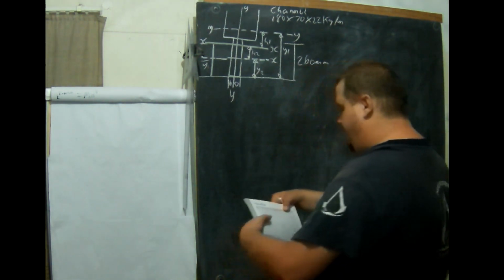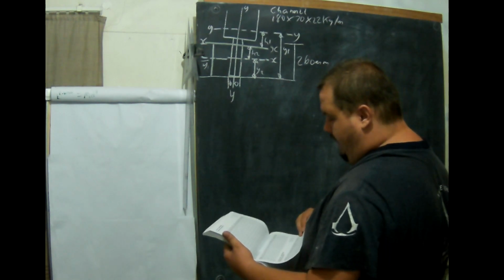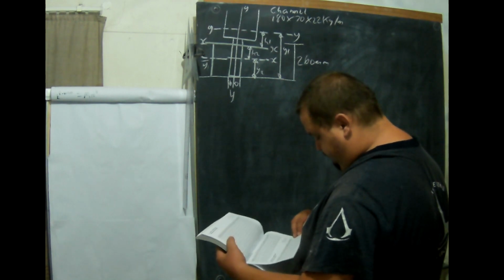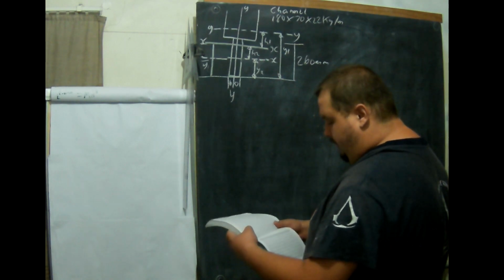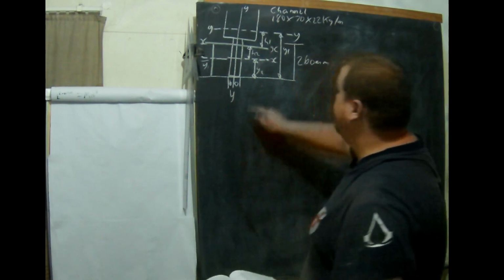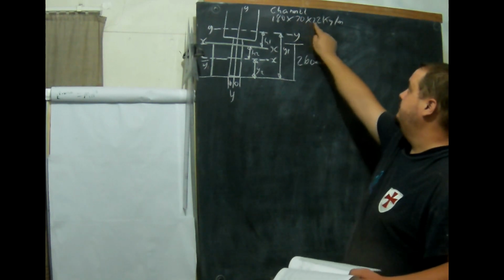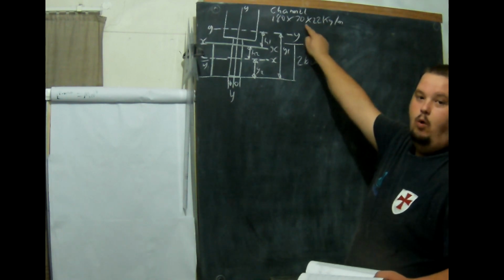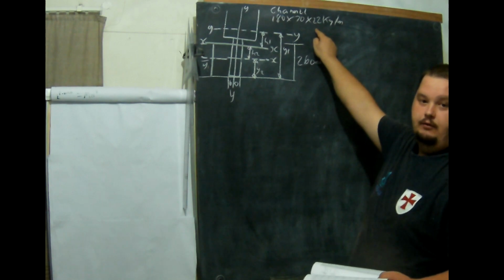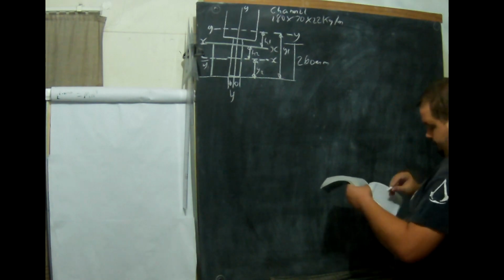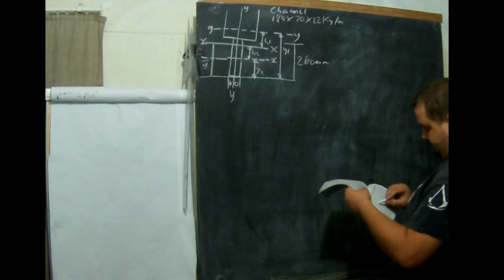And they have channels, H sections, parallel flange I sections, taper flange I sections, and H section piles. But right now we are looking at channels. They will always tell you if it's a channel, an I-beam, an H-beam, or whatever it is, and they will give these measurements to tell you which part to look at on your table. So, with our table, we are going 180 by 70. R, H, and B do not matter.